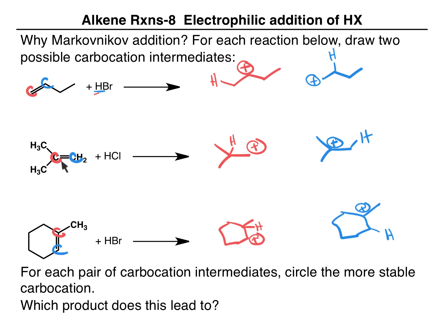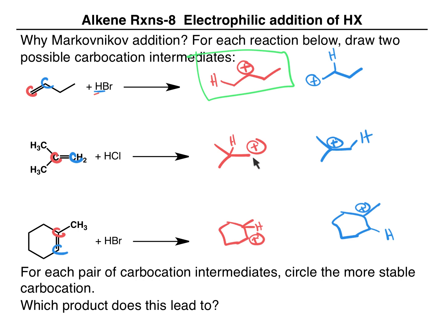So because all of these alkenes are unsymmetrical, either alkene carbon could become connected to the hydrogen, resulting in two different carbocations. Now, looking at each pair of carbocations, let's identify the more stable carbocation. This carbocation is on a carbon that's connected to only one other carbon, so this is a primary carbocation. Here the positive charge is on this carbon that's connected to two carbons, so this is a secondary carbocation. Secondary carbocations are more stable than primary carbocations.